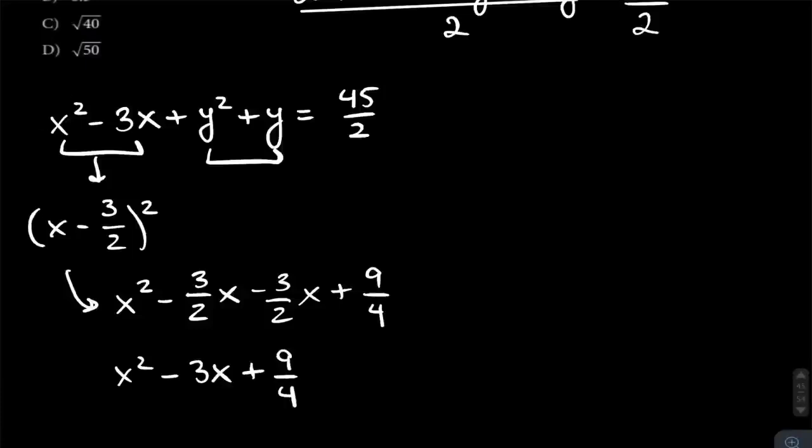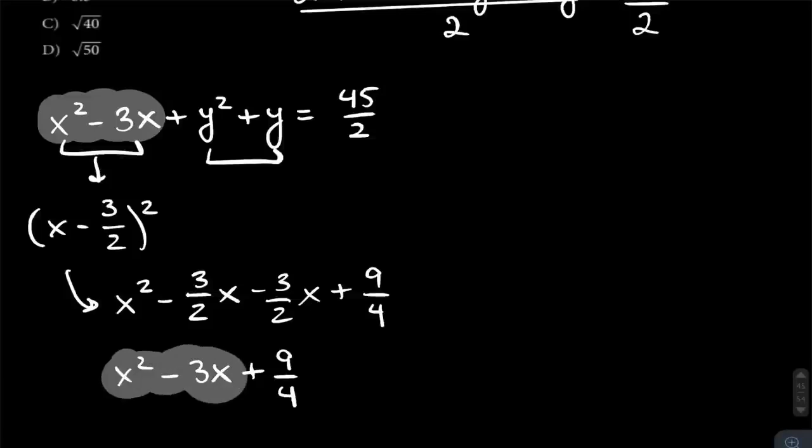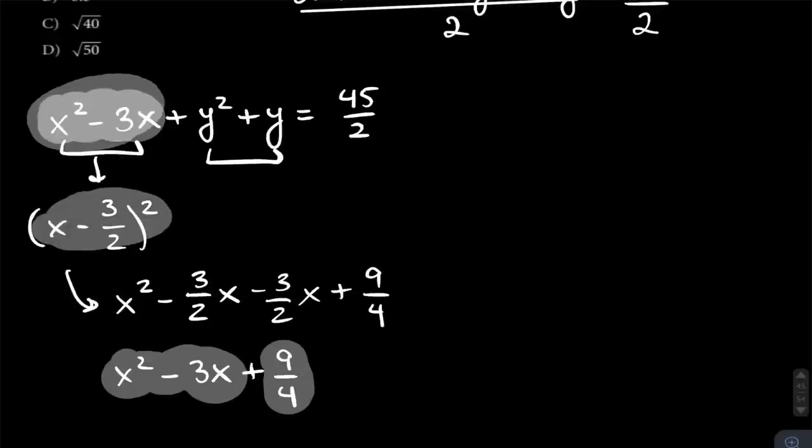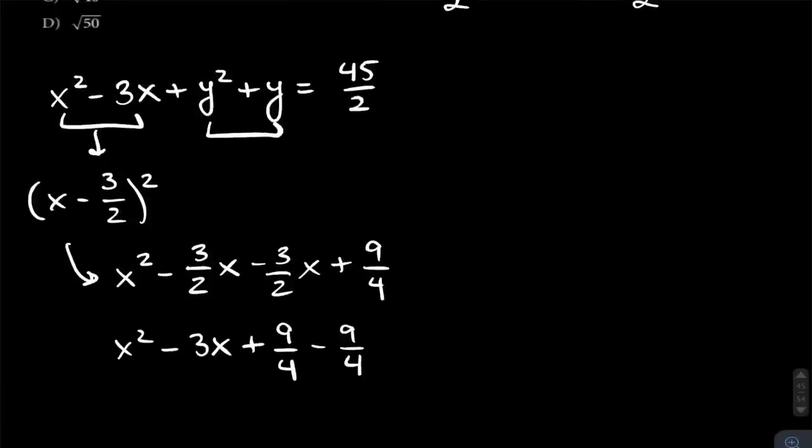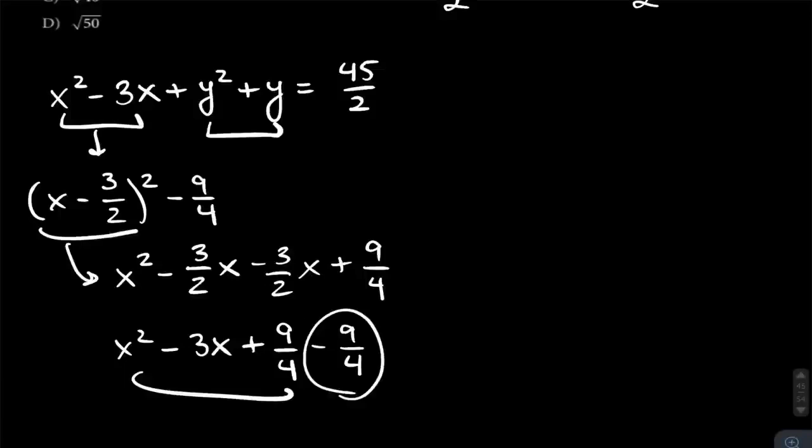And so you have what you had before, right? You have the x squared minus 3x, okay? But you also have this 9 over 4 here. And so this thing is not equal to this thing. So what we do to get this thing equal to this thing is we're going to need to get rid of that 9 over 4. And how can we do that? Well, we just subtract by 9 over 4, right? And since this thing is this thing, we just end up putting the 9 over 4 outside, okay?